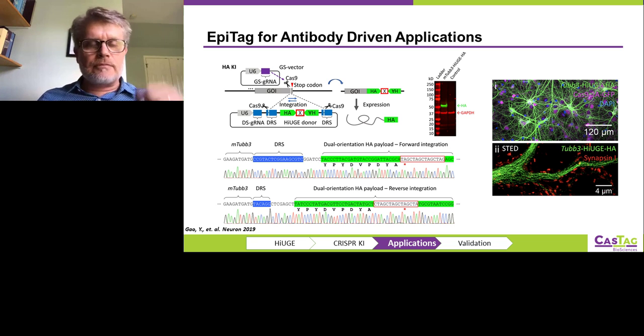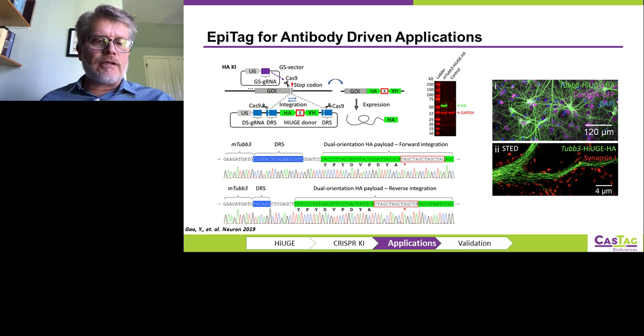Okay, so the first example of an application is antibody-driven applications. And this is really what drove the development of HiUGE in my own laboratory, where we had novel proteins of interest, but the antibodies that we bought on the antibody market had lots of cross-reactivity and just simply didn't work. So in this example, we've incorporated an HA epitope tag that was directly inserted into, in this case, beta-3 tubulin. So that when endogenous beta-3 tubulin is expressed, it now has this HA epitope tag that we can use to detect it with HA antibody.